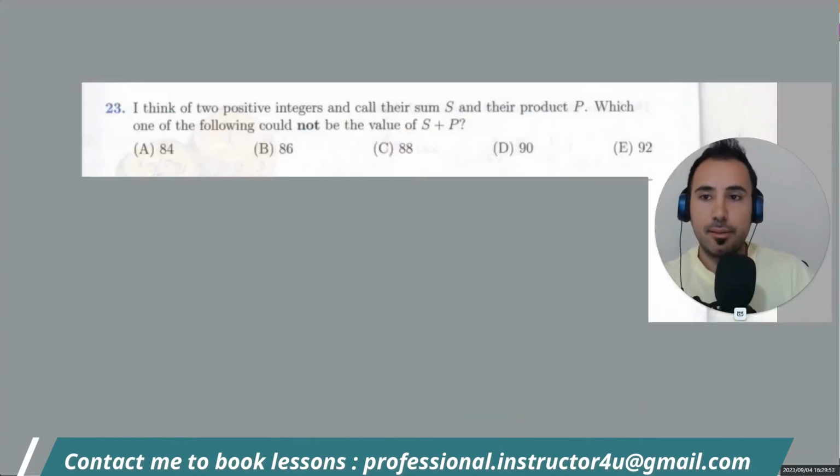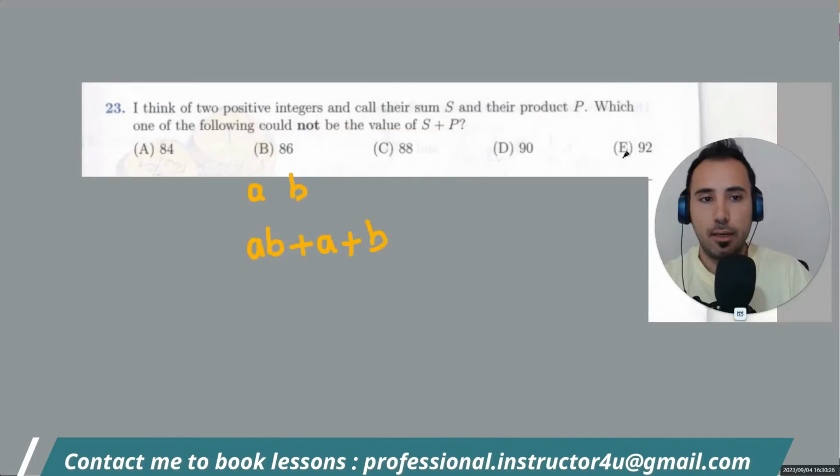Question 23. I think of 2 positive integers and call their sum s and the product p. Which one of the following could not be the value of s plus p? So let's imagine that the first number is a, the second number is b. So we're trying to find ab plus a plus b. So it could take the form of any of these numbers, but except one of them. Let's see which one that is.